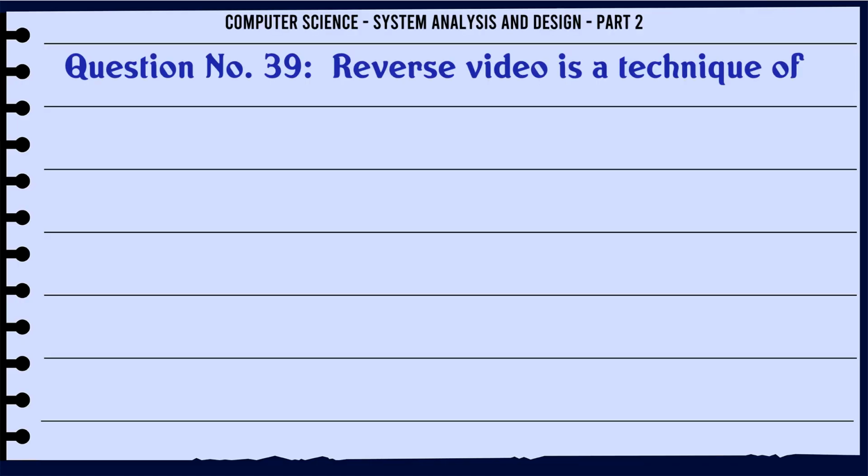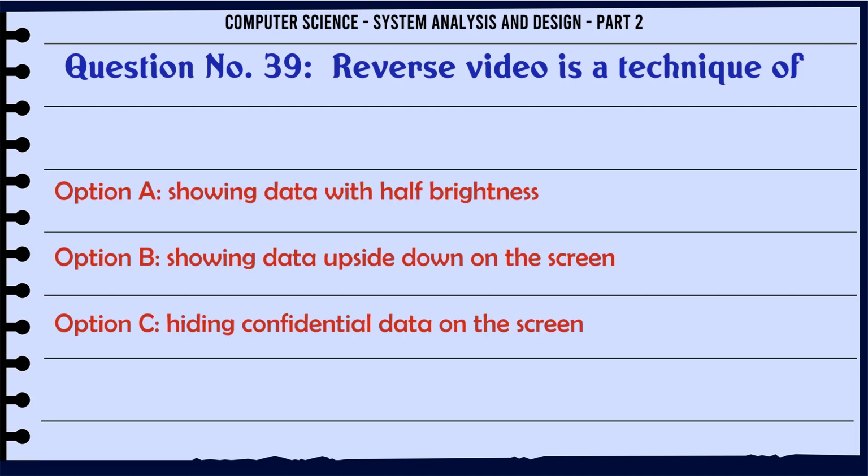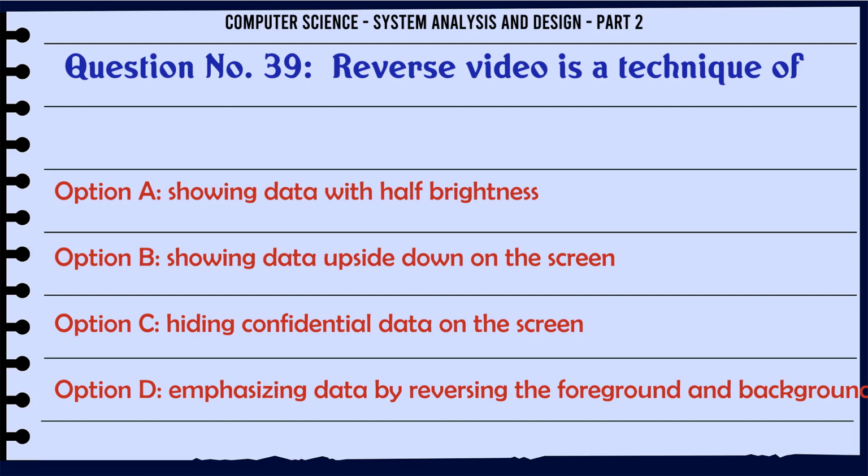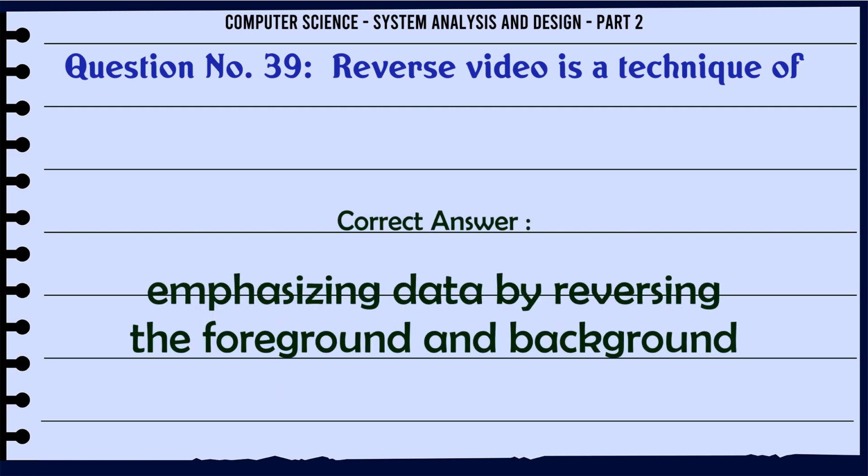Reverse video is a technique of A. Showing data with half brightness, B. Showing data upside down on the screen, C. Hiding confidential data on the screen, D. Emphasizing data by reversing the foreground and background. The correct answer is emphasizing data by reversing the foreground and background.